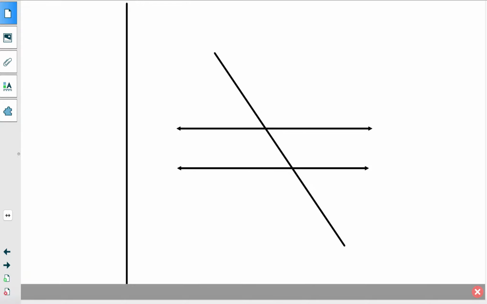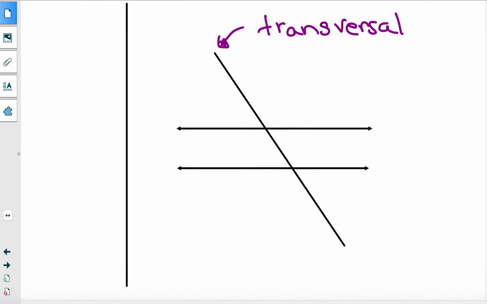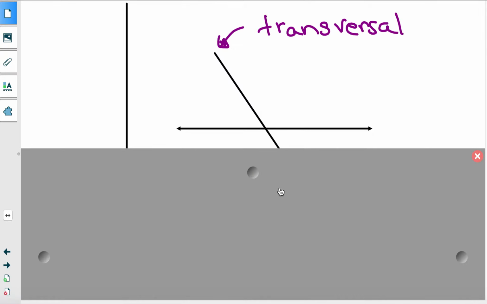This line has a name that you need to write down because it'll be a question on your assignment. The line is called a transversal. Where that name comes from, I have no idea. But that's the name of that line that cuts through two parallel lines. What's cool about parallel lines, if you look closely, is I'm going to cover up the bottom one. You see how it's just a set of intersecting lines?